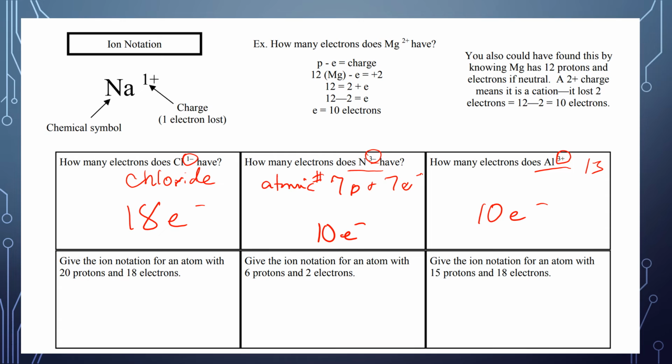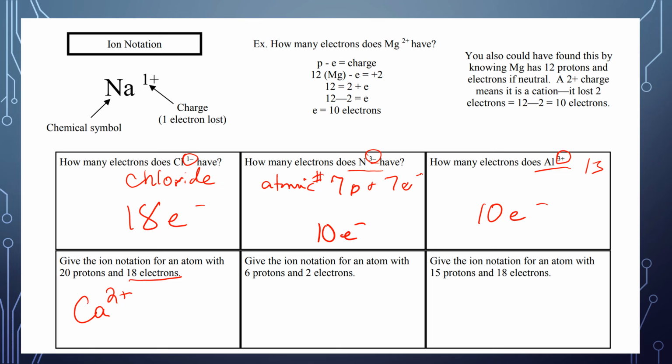Give the ion notation for an atom with 20 protons and 18 electrons. The element with 20 protons is going to be a calcium atom. But if it has 18 electrons, that means it lost 2 from a neutral calcium atom. So now it has a 2 plus charge because it lost 2 electrons.